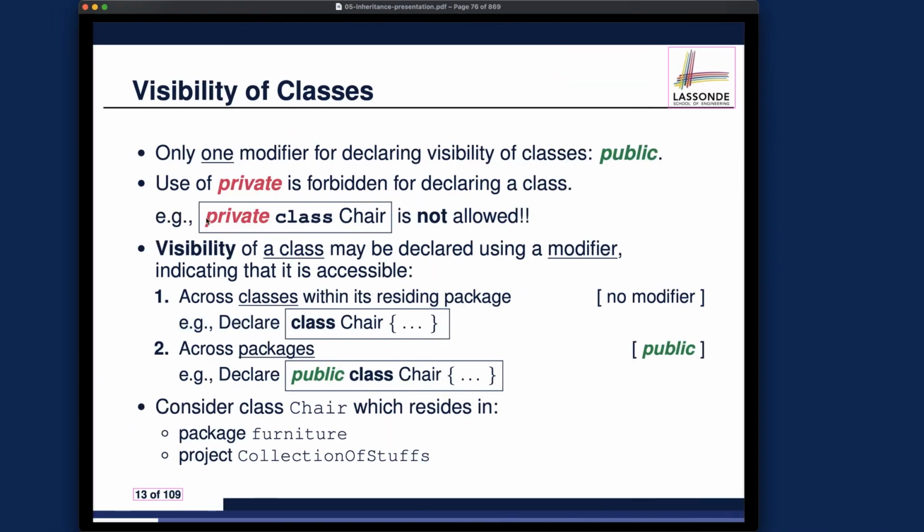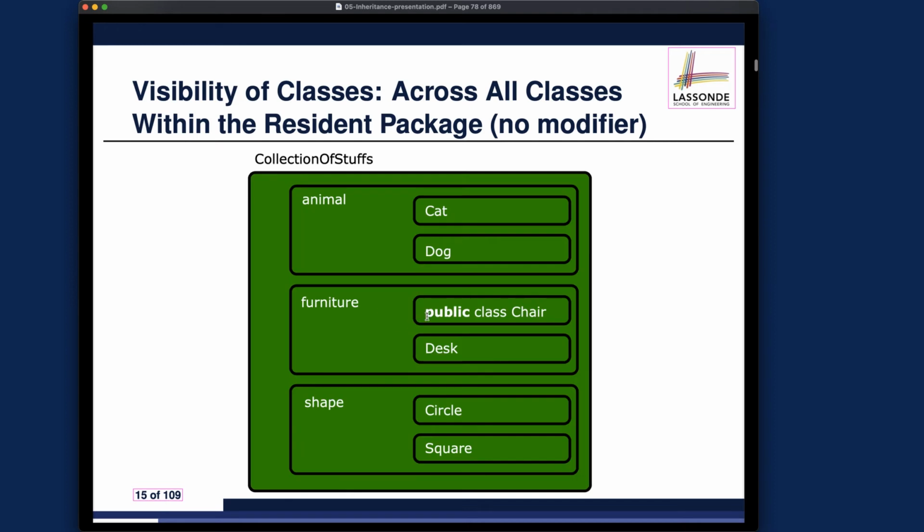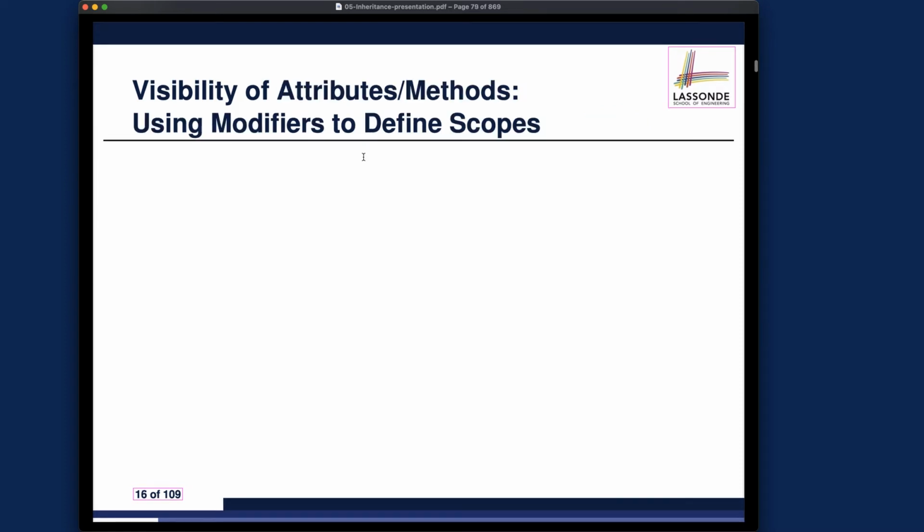And let me just give you more diagram to show to you. In the case where you simply say chair without any modifier, it's only visible inside its residing package, as I illustrated. Otherwise, if you declare the chair to be public, that means it's visible within all the packages in the project that we are talking about. Right? That's about classes. Let's now move on to the more important construct that we want to discuss, attributes and methods, and they will be handled in a consistent way.